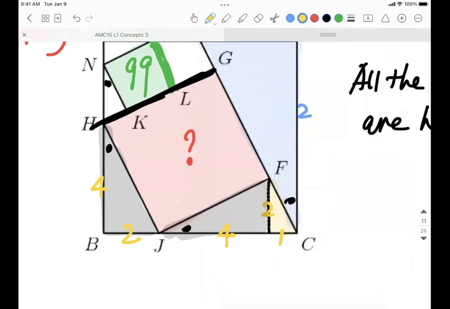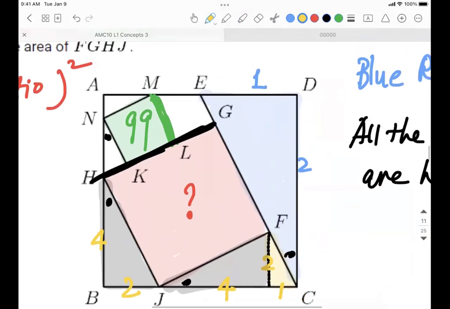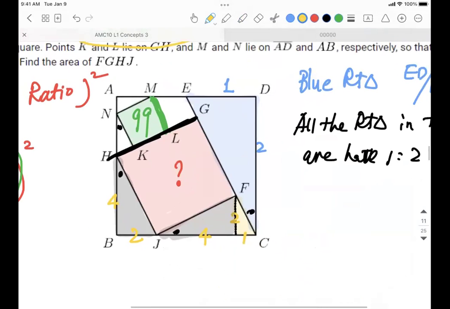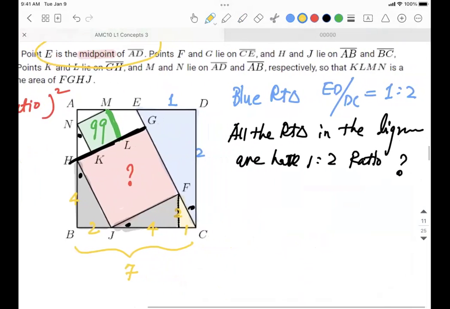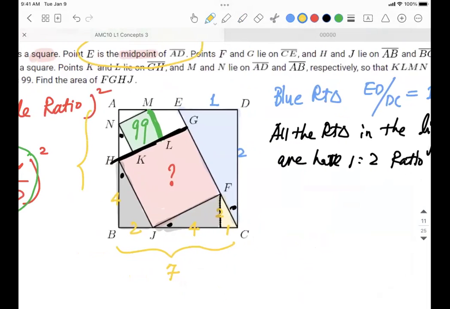Okay, if that's the case, let's think about it. This is like a square, right? So the side length is 4 plus 1 plus 2. So the side length is actually 7. So that being said, this part is also 7. Right? But you are telling me the HB is 4. So that being said, this part is going to be 3. Because adding them together, you have to get 7.